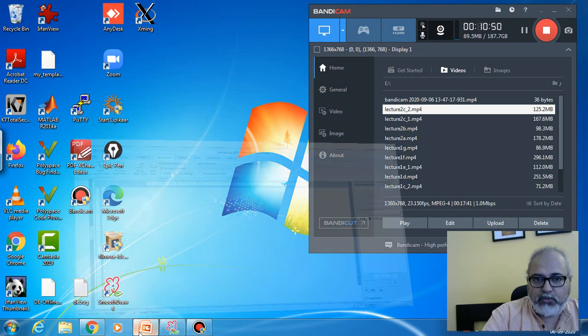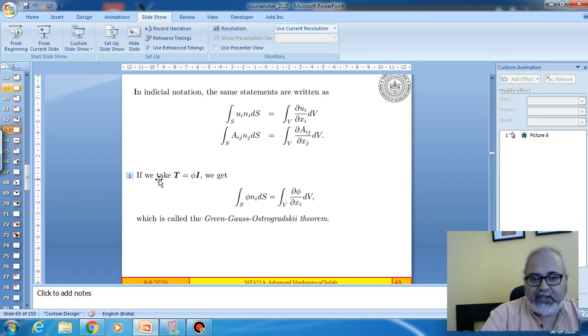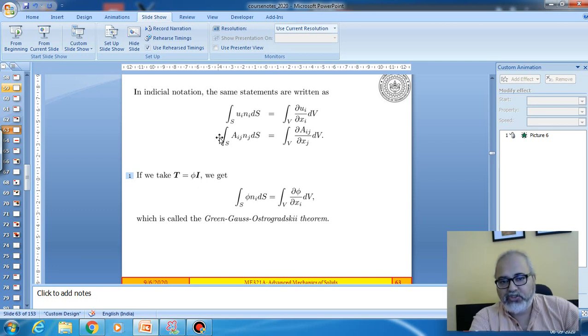right. Now if we take T equal to phi I, then this is what we will get. I is the identity tensor. You can use this relation for a second order tensor. Put T equal to phi I, that means aij equal to phi delta ij. You can put it in and you can see that this is what you will get, which is the divergence theorem for a scalar function phi. It's a specialization of this statement that we have, and it's sometimes called the Green-Gauss Ostrogradsky theorem. Don't have to remember, we'll always call it the divergence theorem.